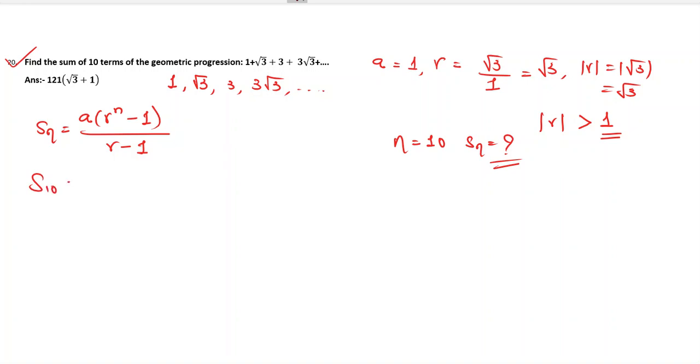Sum of 10 terms is equal to a, that is 1, bracket r raised to n. R is root 3, the whole raised to n. N is 10. Minus 1, the whole upon root 3 minus 1. Now see this, we can solve this with a very easy method.